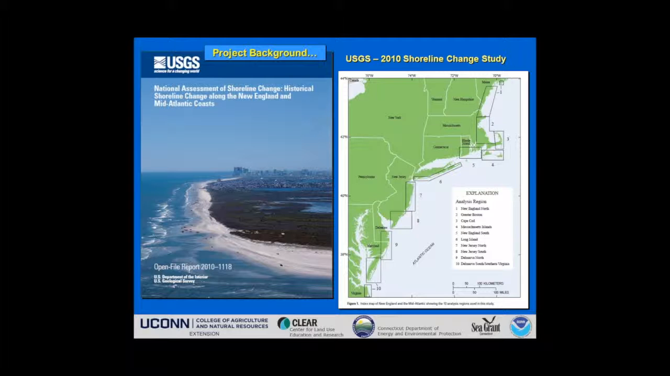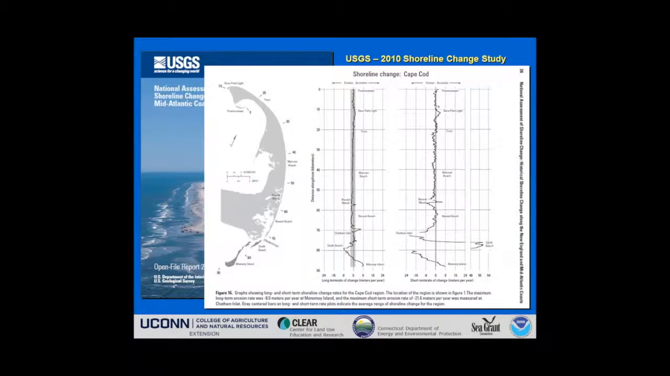So anyway, just a little bit of a background. Back in 2010, the USGS did a shoreline change study for the entire East Coast, all the way down from Virginia up to Maine. And that study was very detailed and covered a 100-year period.